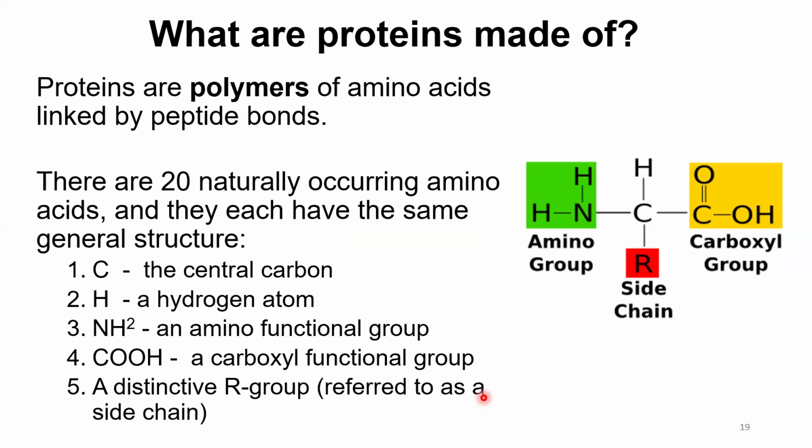When we look at proteins, these are polymers of components called amino acids, and these are linked by peptide bonds. There are specifically 20 naturally occurring amino acids, and they each have the same general structure, where it's a central carbon, a hydrogen group, an amino group, the carboxyl group, and the side R chain that is distinctive among the different amino acids.